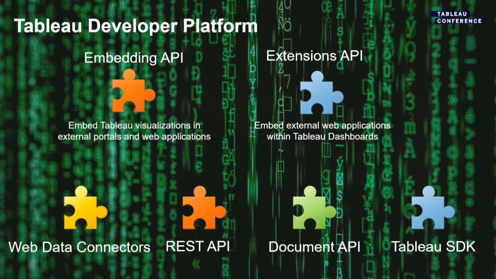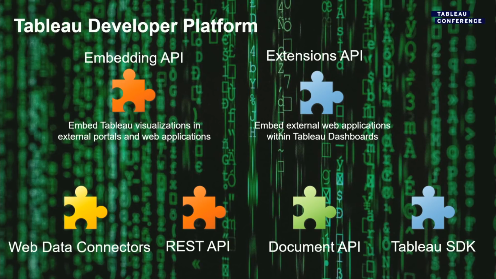Now, I like to think of the different APIs more separated by their commonly seen names that you see up here. So at the bottom we have our web data connector, our REST API, which is used for automation, the document API, and the Tableau SDK. Now, the SDK has been renamed to just be the extract API, so that one has changed in name. You'll also notice at the top we have the embedding API. This was formerly known as the JavaScript API.